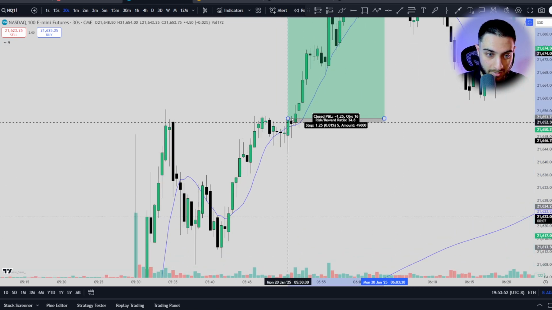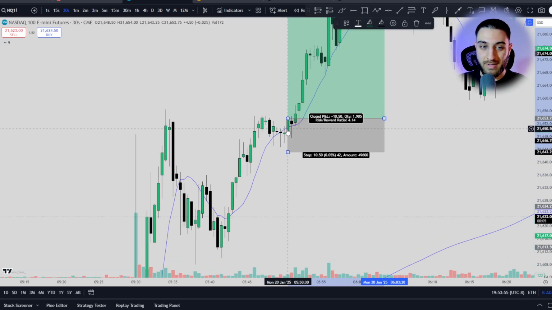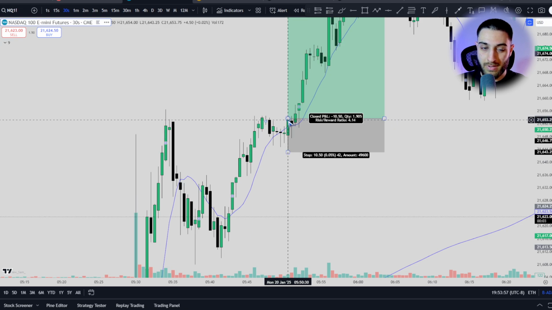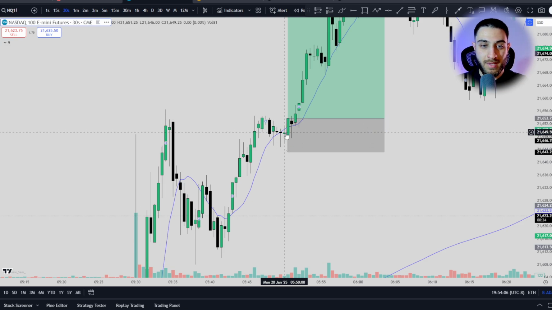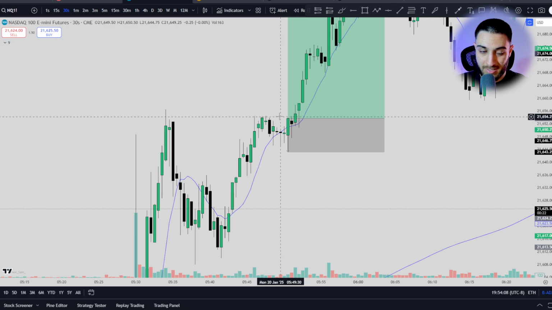We do have a wick to the downside, but that's okay because the candle body is really strong and we don't have any wicks to the upside, showing that we don't have a lot of selling pressure from sellers keeping the candles down. We had a lot of buy pressure picking up the price from this candle, a lot stronger than the previous candles in the pullback.